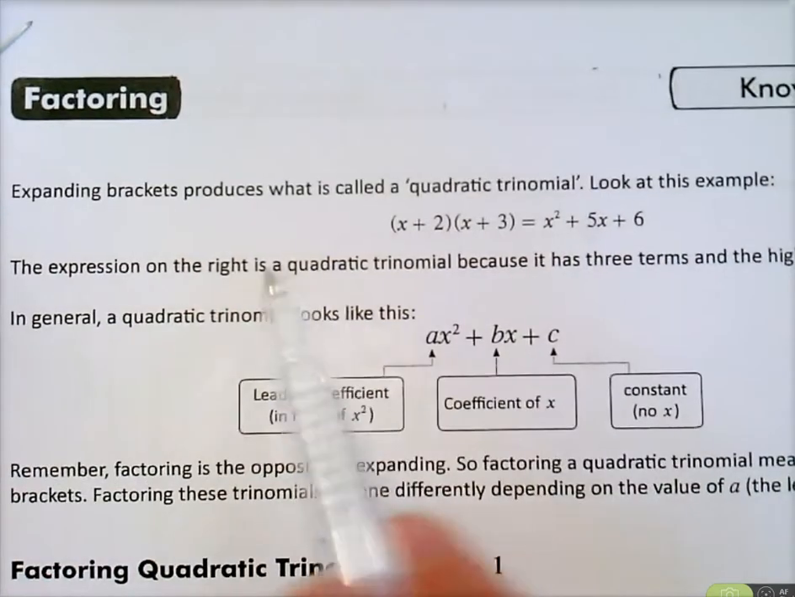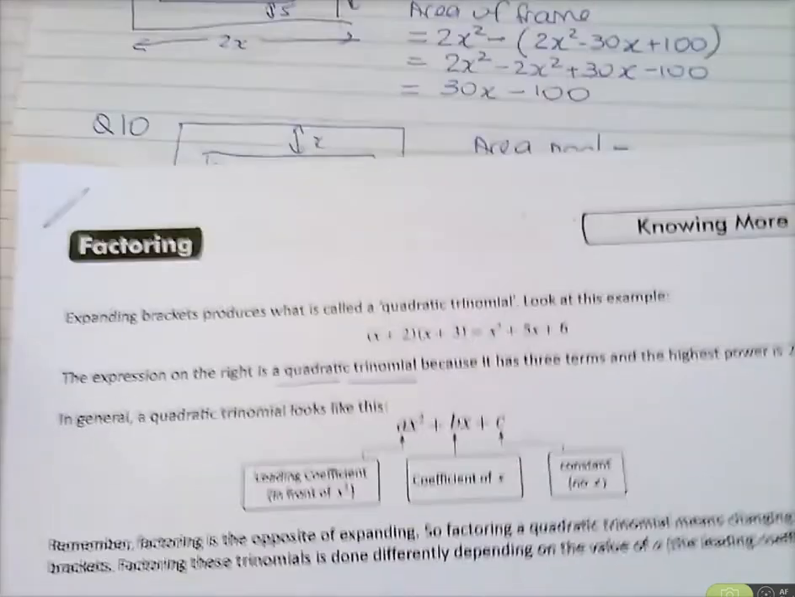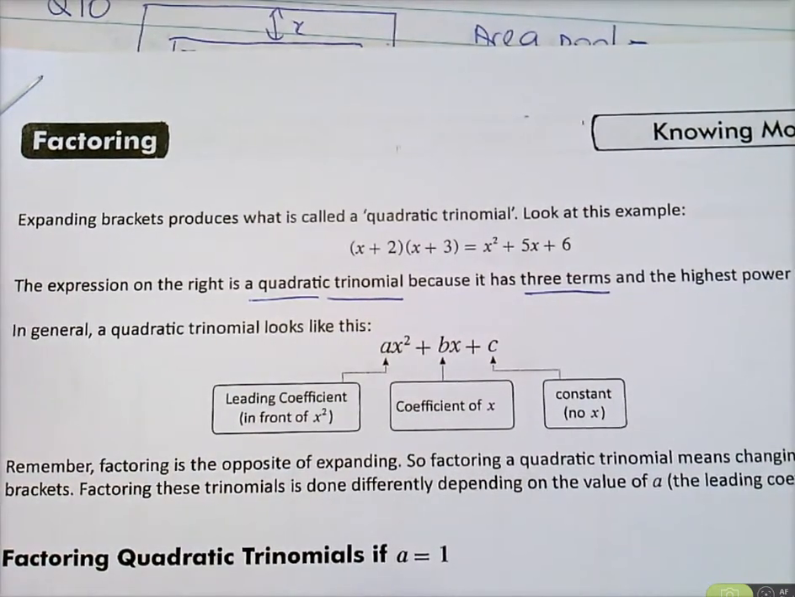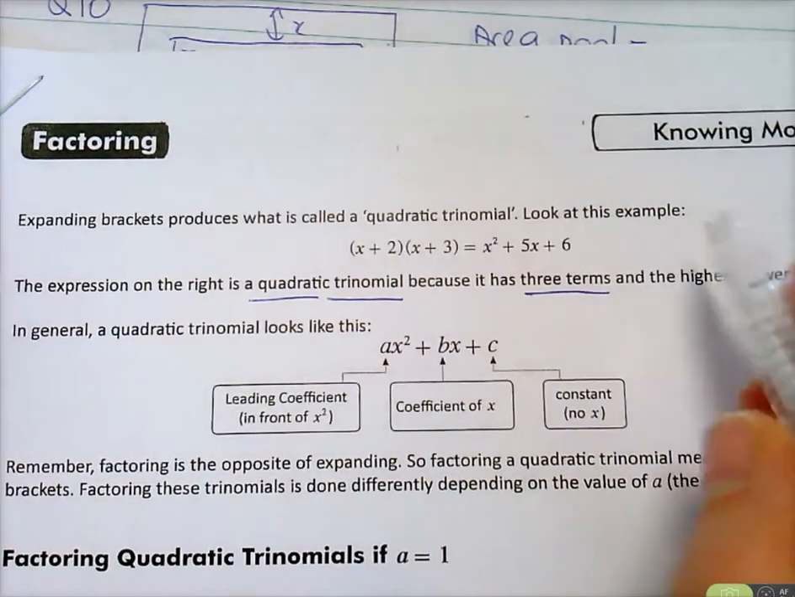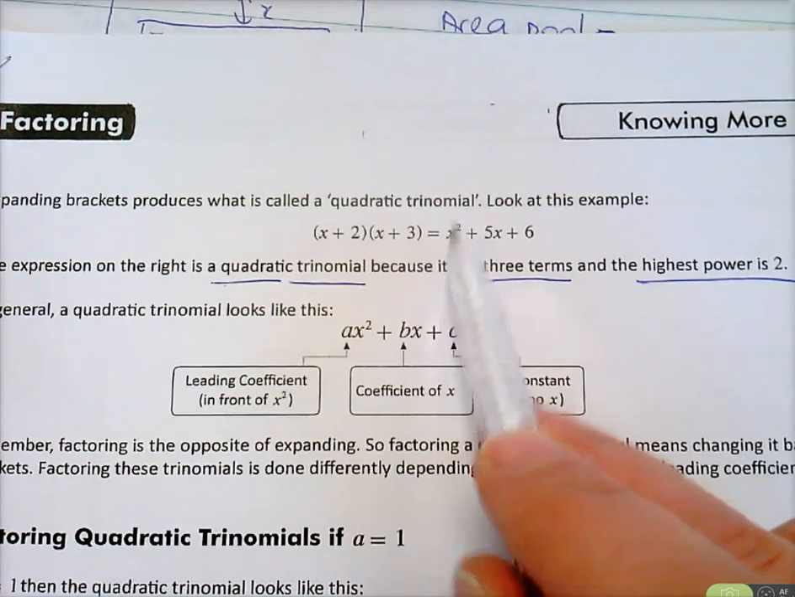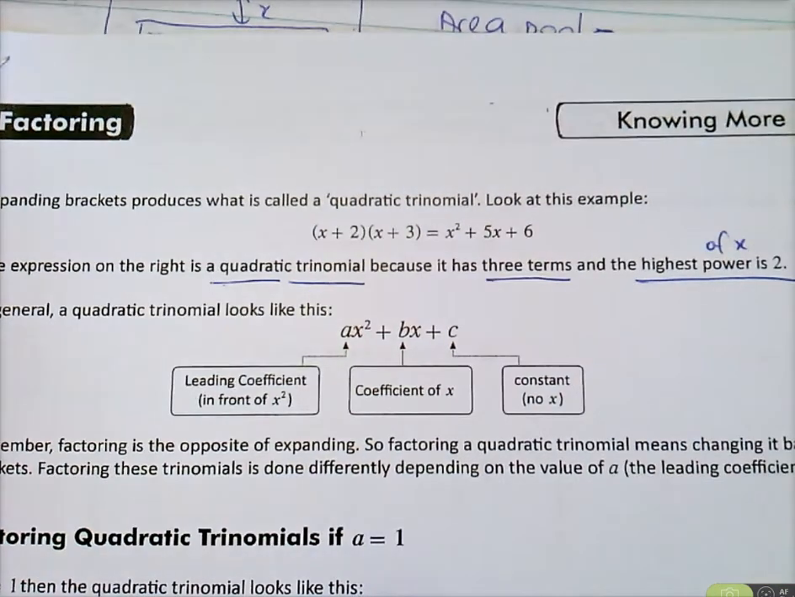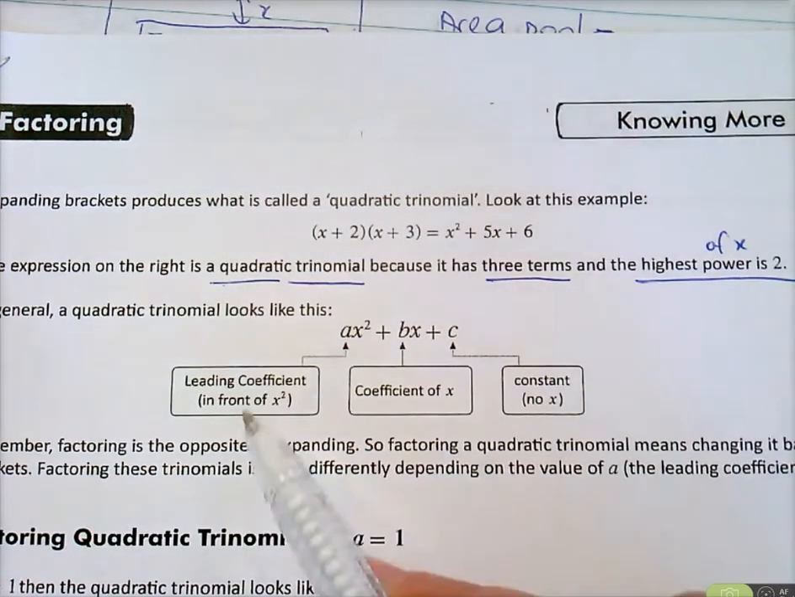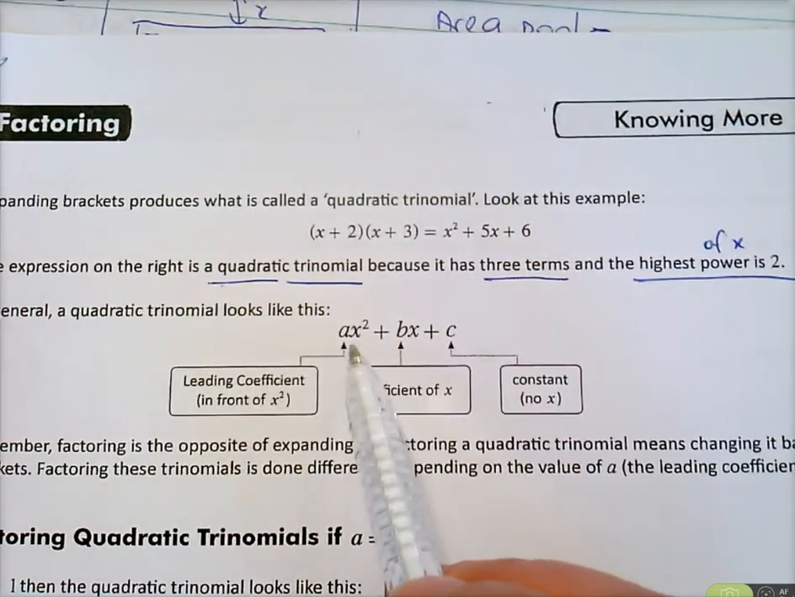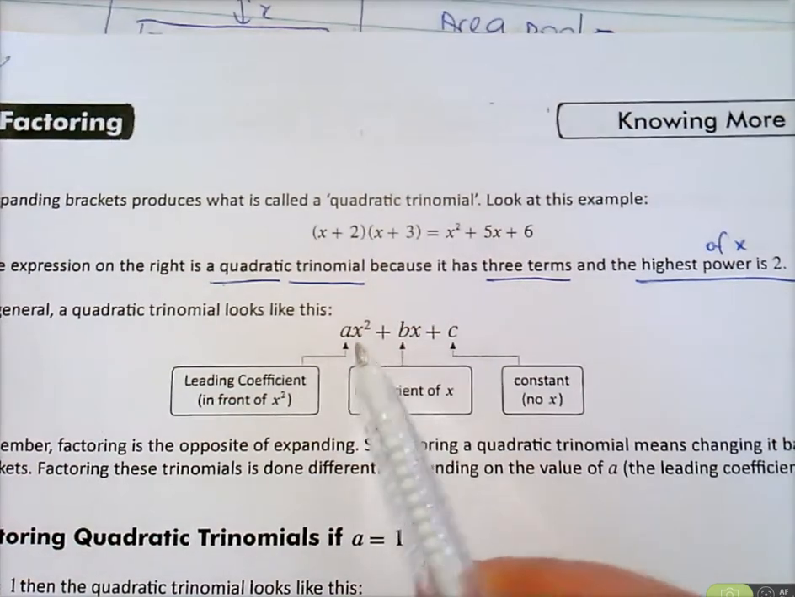So the expression on the right is a trinomial, and it's called a quadratic trinomial. Trinomial obviously means 3 terms. The reason it's a quadratic is because the highest power on the right hand side is x squared plus 5x plus 6. Your highest power of x here is 2. So that's the definition of a quadratic. In general, quadratic means your highest power is x squared, and trinomial means 3 terms. Okay, so that's a quadratic trinomial.